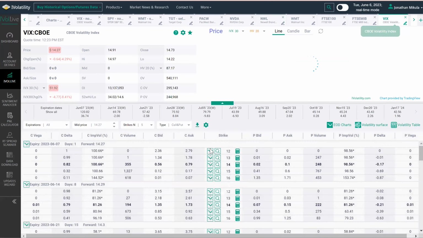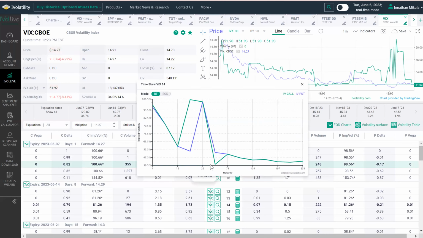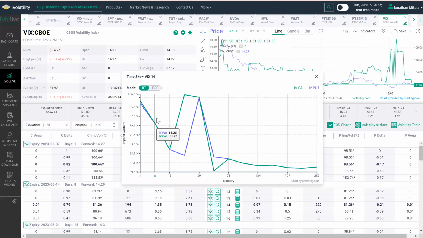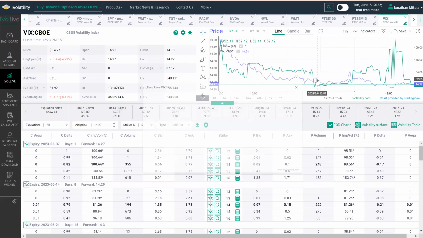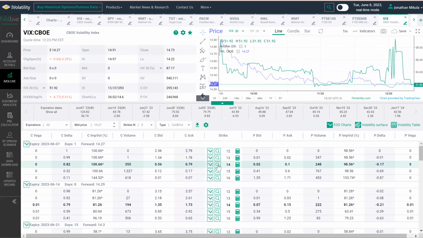So those are some of my favorite shortcuts to get to. You can see here for the VIX, there's this big anticipated spike 30 days out for implied volatility, and then into the future it's kind of receding. So those are very simple ways to access 2 or 3 of my favorite charts.